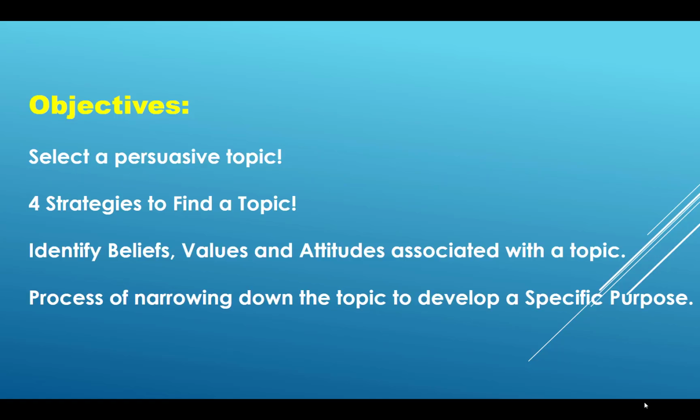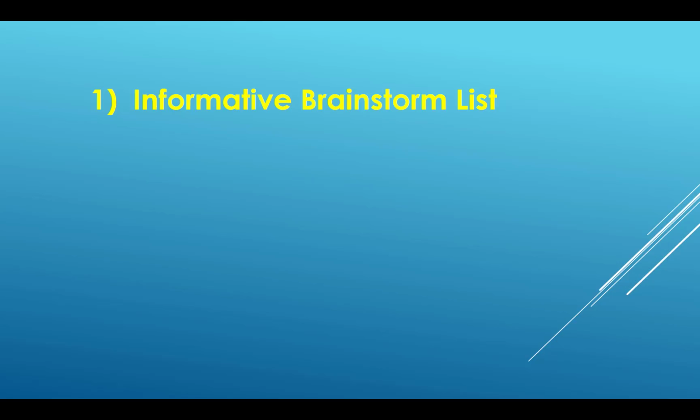Let's now take a look at the 4 strategies that you could use to help you brainstorm and find topics for your next speech. The first strategy is to go back and look at the informative brainstorm list that you created when trying to find a topic for your informative speech presentation. To illustrate how using your informative brainstorming list could work, I would like to show you my personal list and how I may find a topic from that list.